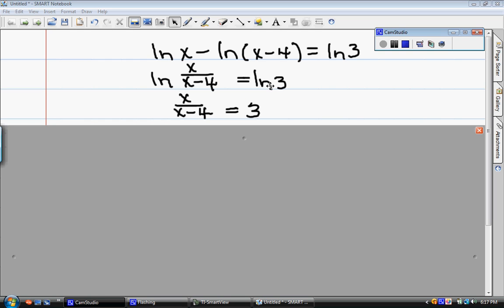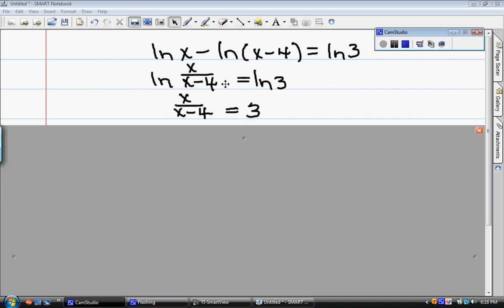Now, caution here: you can only do that if you have a natural log or log of one thing equal to a natural log or log of another thing. We couldn't have done it up here in the first step because we have two natural logs on the left-hand side. It has to be 1 and 1 to be able to do that.